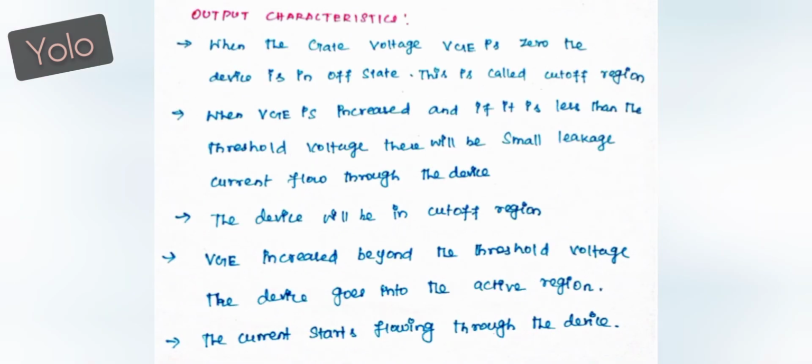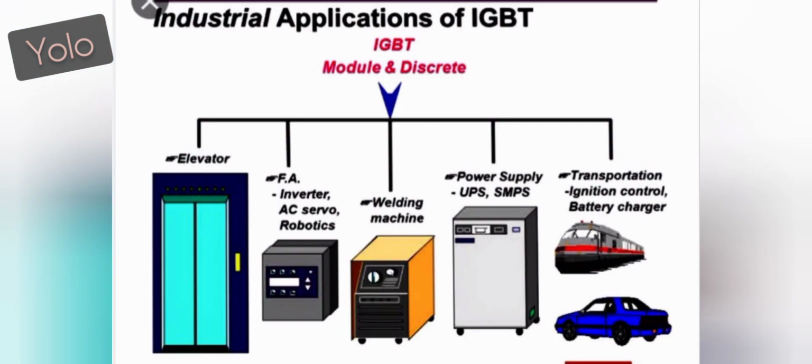Output characteristics. When gate voltage VGE is 0, the device is in the off state. This is called the cutoff region. When VGE is increased but is less than the threshold voltage, there will be a small leakage current flowing through the device, but the device will be in the cutoff region. When VGE is increased beyond the threshold voltage, the device goes into the active region and current starts flowing through the device.